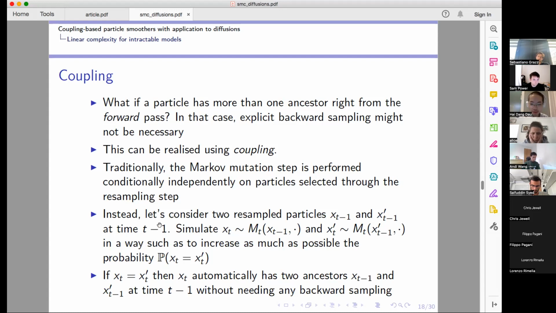So instead, you can consider two resampled particles, H_{t-1} and H'_{t-1} at time t minus 1, and then you simulate H_t and H'_t according to the transition kernel, but not independently. You do it in a way to increase as much as possible the probability that H_t equals H'_t. And so if the coupling is successful, then H_t automatically has two ancestors, H_{t-1} and H'_{t-1}, at time t minus 1, without needing any backward sampling.